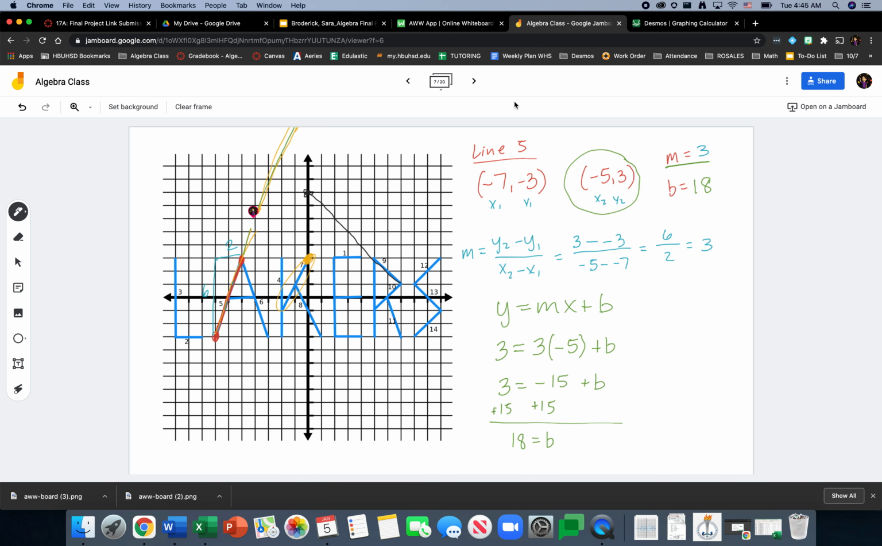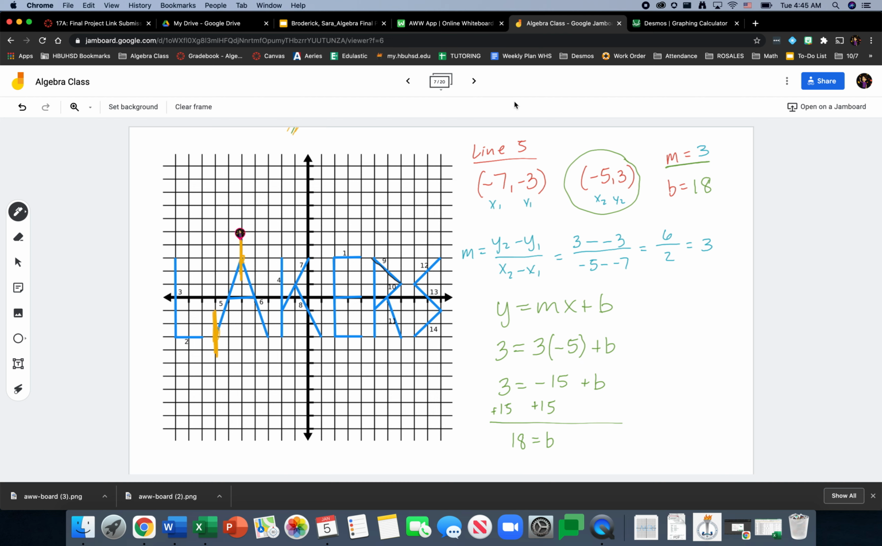I'm working with line 5. Okay, so it goes from here to here. Now, what I want to do is tell Desmos, I don't want this whole line, right? That whole line is like this whole line. I don't want that whole line. I just want this piece of it. I want the piece that goes from here to here.